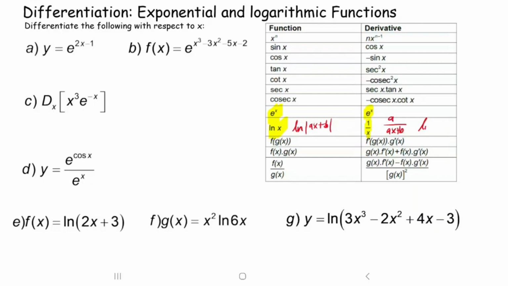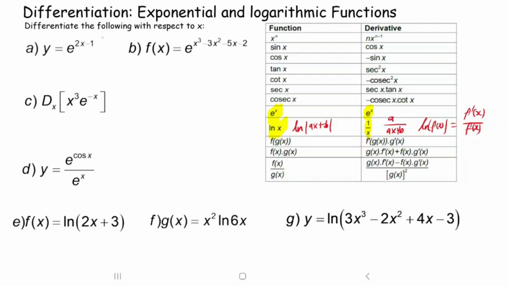So another way to say it is, if I've got the ln of f of x, the solution will just be the derivative of f of x over what f of x is. And that's how we do the derivatives of logarithmic functions. So let us dive deep into our question.